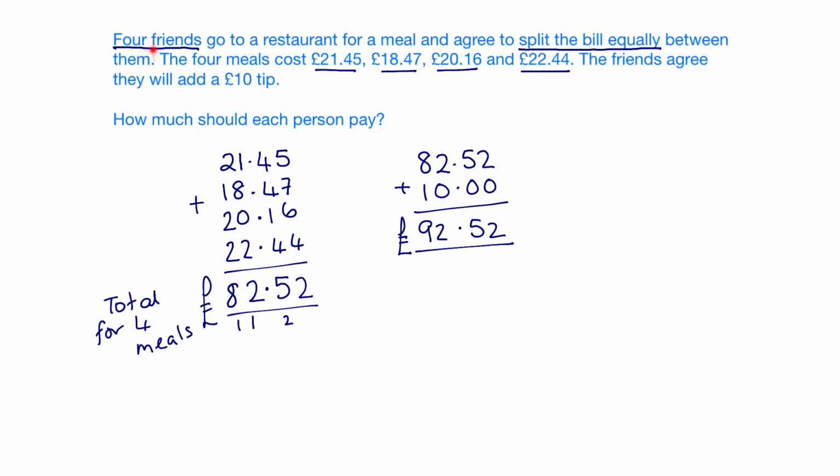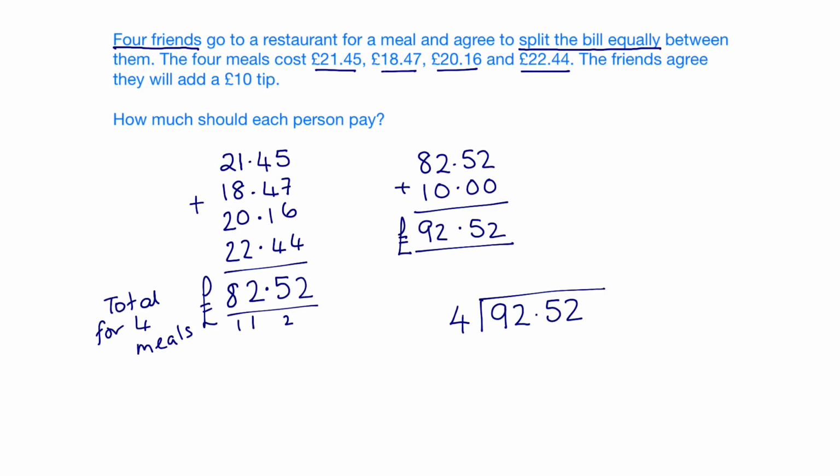Right, now go back to the beginning of the question. Let's read it again. 4 friends go to a restaurant for a meal and agree to split the bill equally between them. This is what the 4 friends' meals cost, including the tip. And then the question is, how much should each person pay? So what we've got is this total amount now, including the tip, and we need to work out what each person should pay. So there are 4 people, and we need to share that equally between 4 people. So we're going to have to divide, because divide's to do with sharing, isn't it? So we're going to divide by 4.